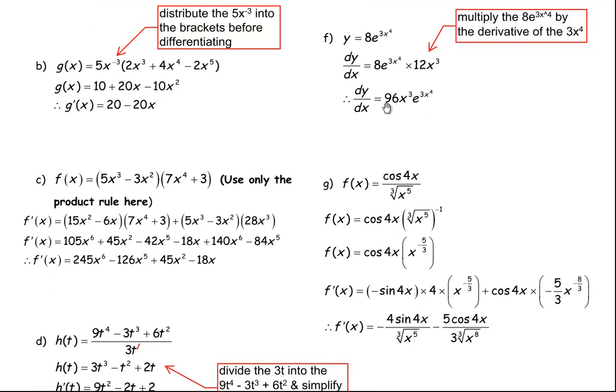For F here, we're asked to differentiate 8e to the 3x to the fourth. So to differentiate a power of e function, you take the original function and multiply it by the derivative of the exponent here, the 3x to the fourth. So the derivative of 3x to the fourth would be 12x cubed. 4 times 3 is 12. Subtract 1 from the exponent. And so that would end up getting multiplied by the 8. So it's 96x cubed, e to the 3x to the fourth.